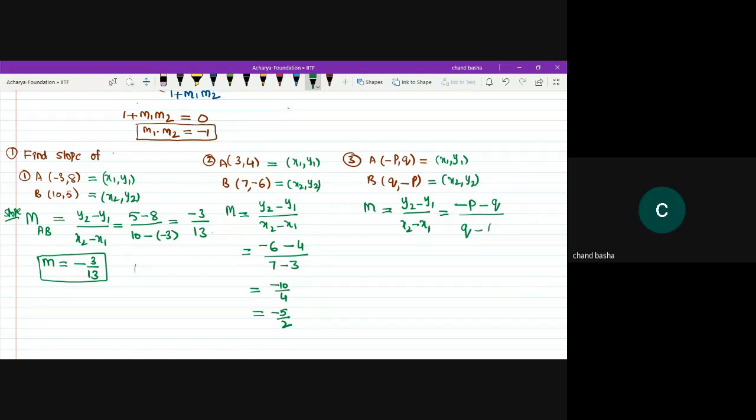This is important for us. That means I'll take minus common from the numerator, p plus q, q plus p. q minus of minus means it is plus only. So q plus p, p plus q will get cancelled. You will get just minus 1. Your answer is minus 1.